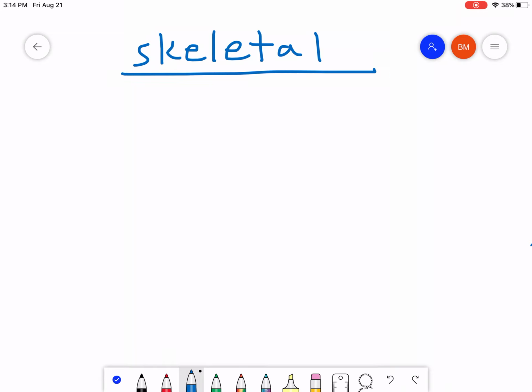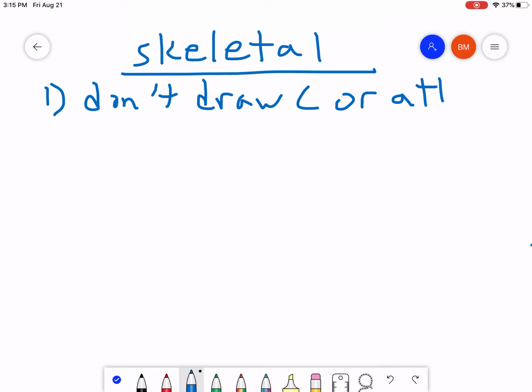All right. Skeletal is the form that I use most often. It's really, really quick and efficient and easy to use, and I think easier to understand than condensed structures. Basically, in skeletal structures, instead of having a bunch of atoms, you mostly have these little zigzag lines. All right? So the first rule is you don't draw carbons or any H's that are attached to carbons. You do draw the lines.